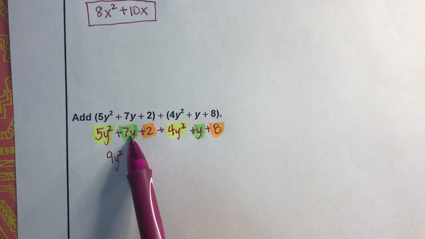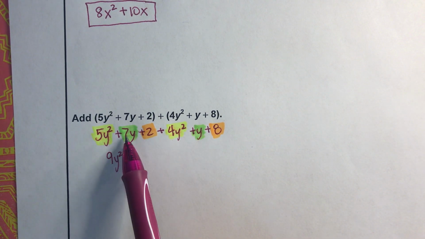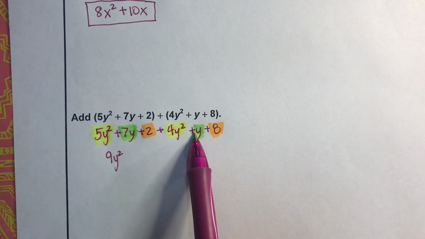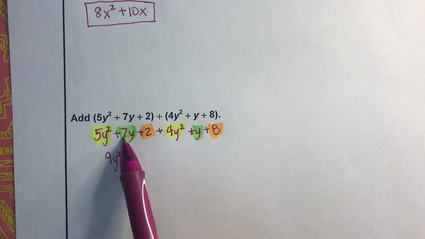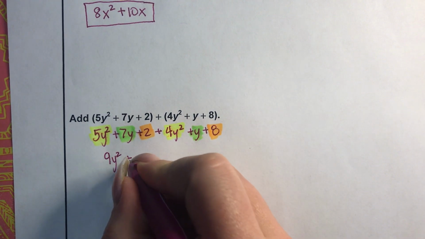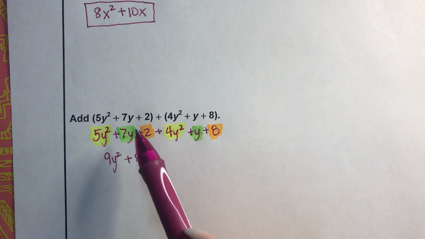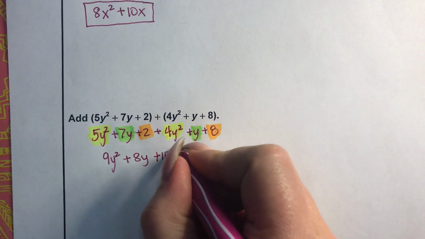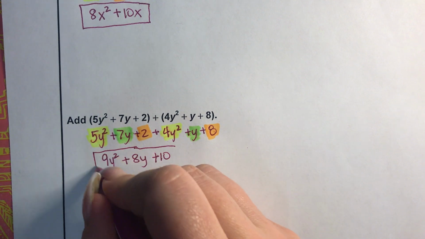So I'm going to go 7, right, when I'm looking at the y, 7, and what's the number here? There is no number, but whenever there's not a number, that means there's a 1. So 7 plus 1, because they're both positive, is 8y, and then just the constants. 2 plus 8 is 10. So that is our answer.